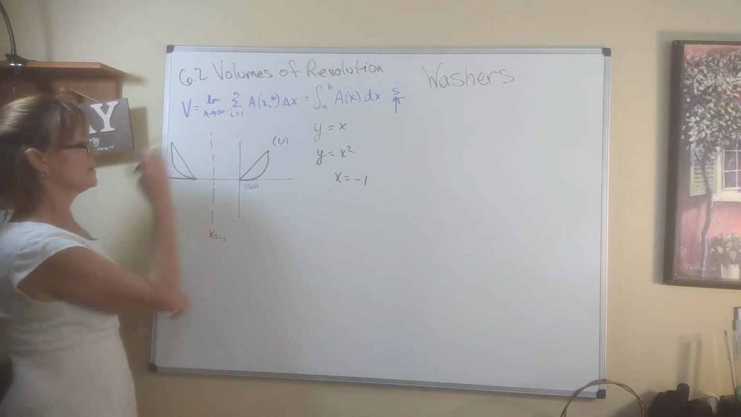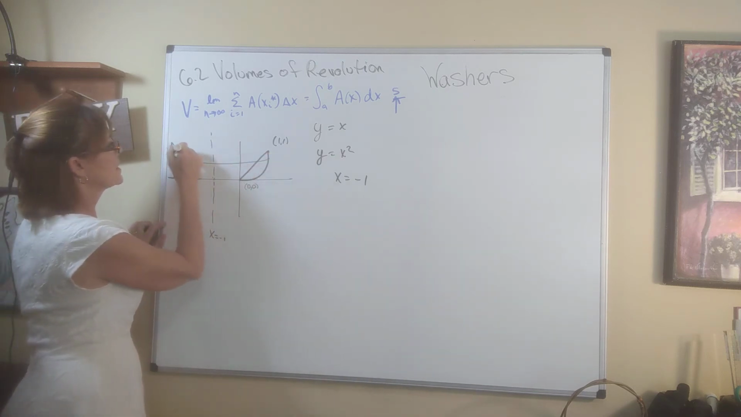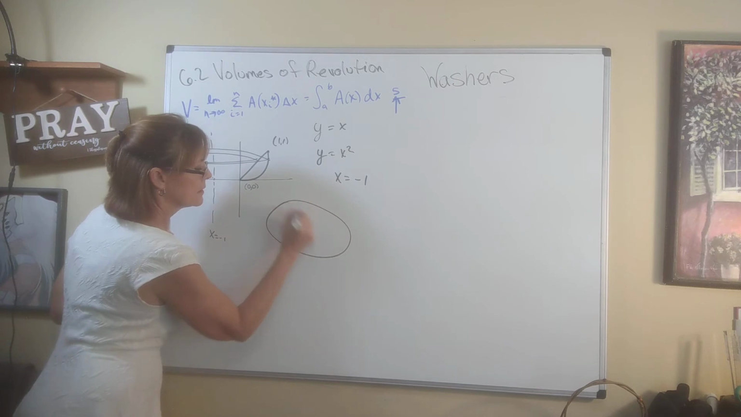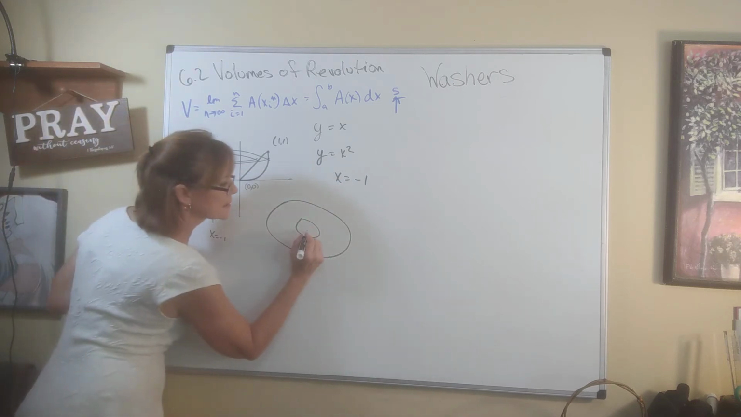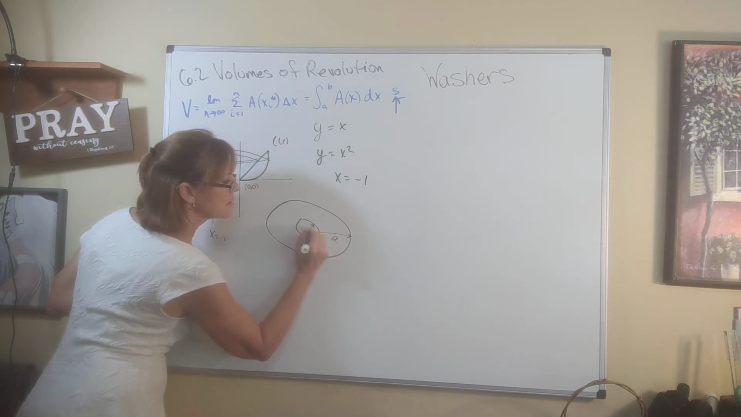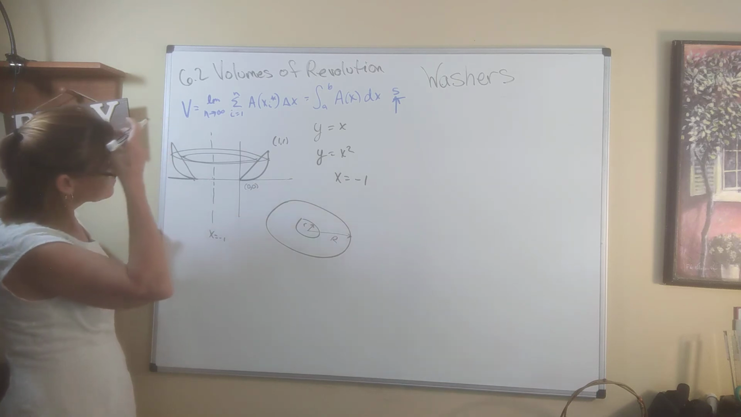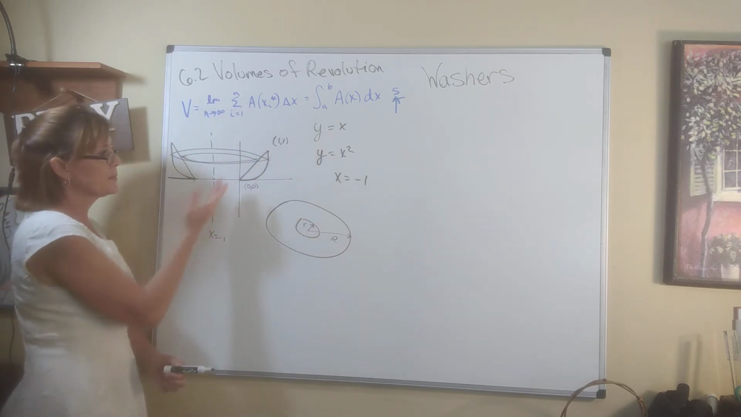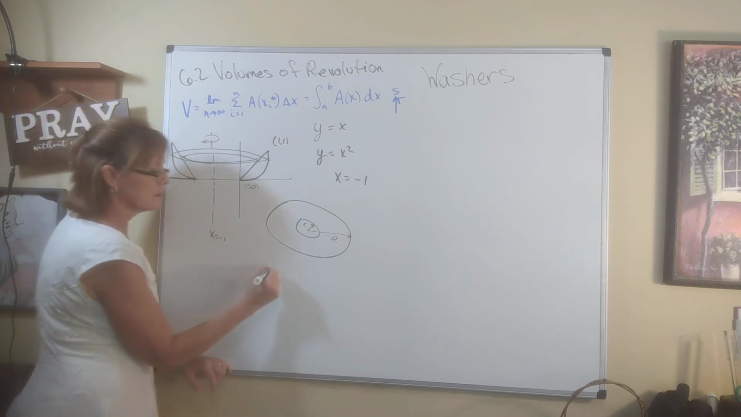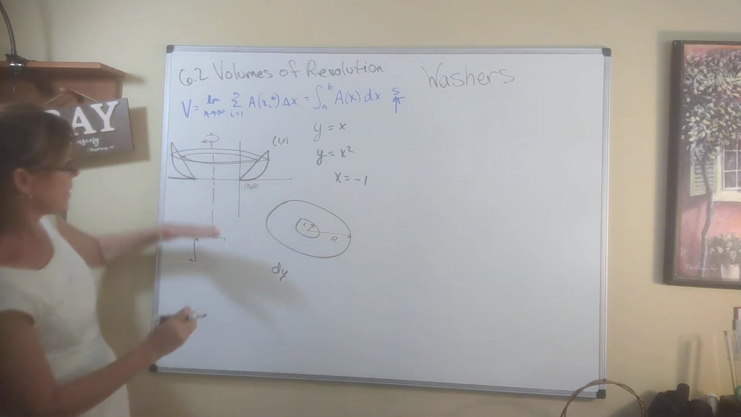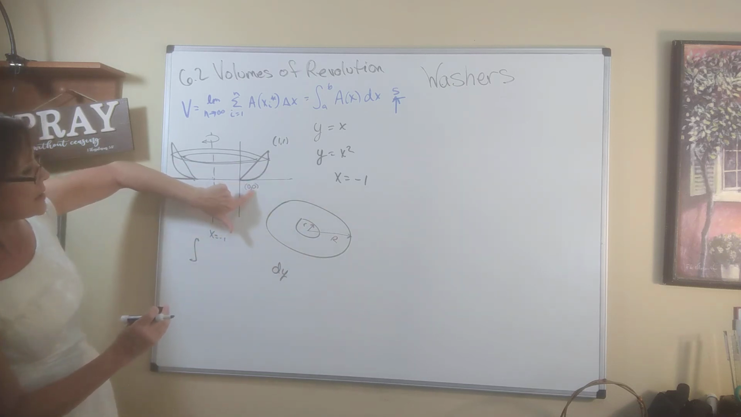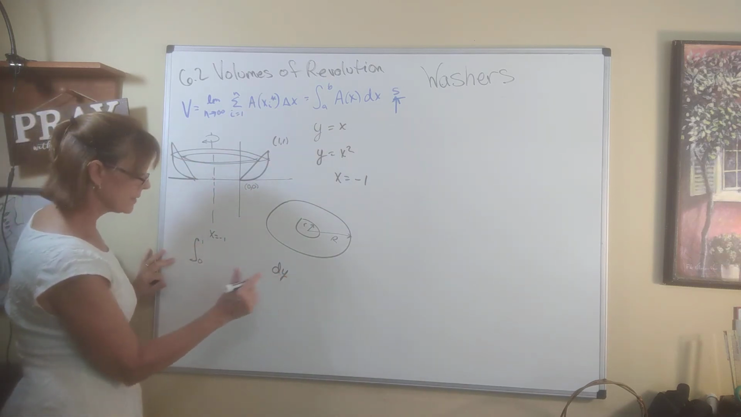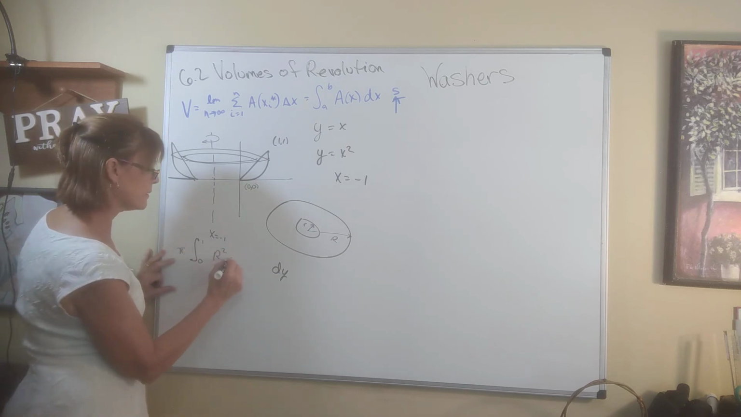So we spin this around, and then we get some resulting solid, which has an inner and an outer radius. This is my outer radius, and this is my inner radius. This time the thickness is moving up and down. This is a dy. I spun about a vertical line, so it's with respect to y. From y is 0 to y is 1, so it's going to be pi times the outer radius squared minus the inner radius squared.